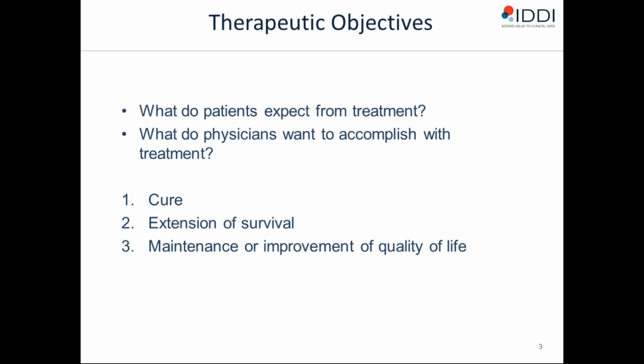So let me start in a very simple way. What are the therapeutic objectives in oncology? What do patients expect from treatment, and what do physicians want to accomplish with treatment? Well, very simply, I think it's fair to say that cure would be the ideal goal whenever possible. Unfortunately, this is not possible, especially in the metastatic setting for many patients. So extending survival is clearly high on the list of priorities, and then maintaining or improving quality of life is also of high importance as general therapeutic objectives.